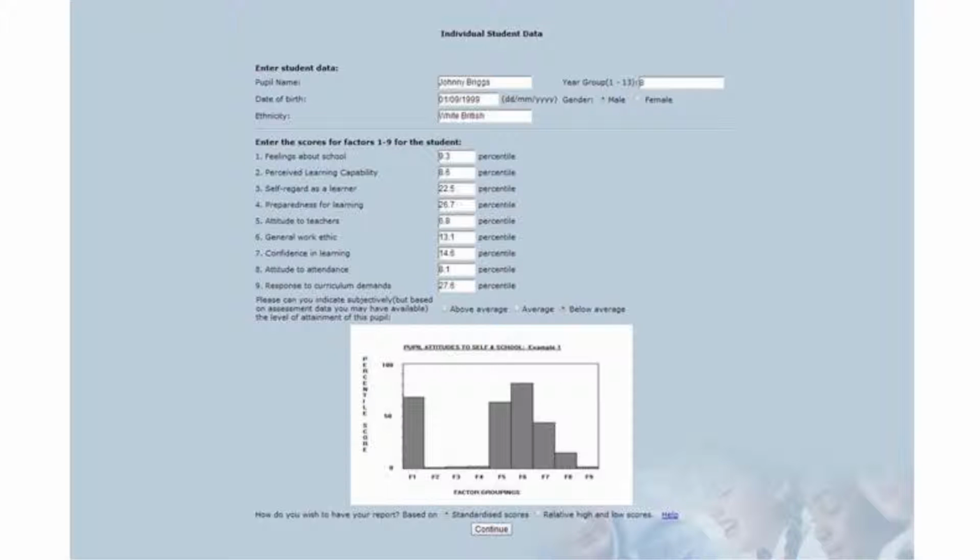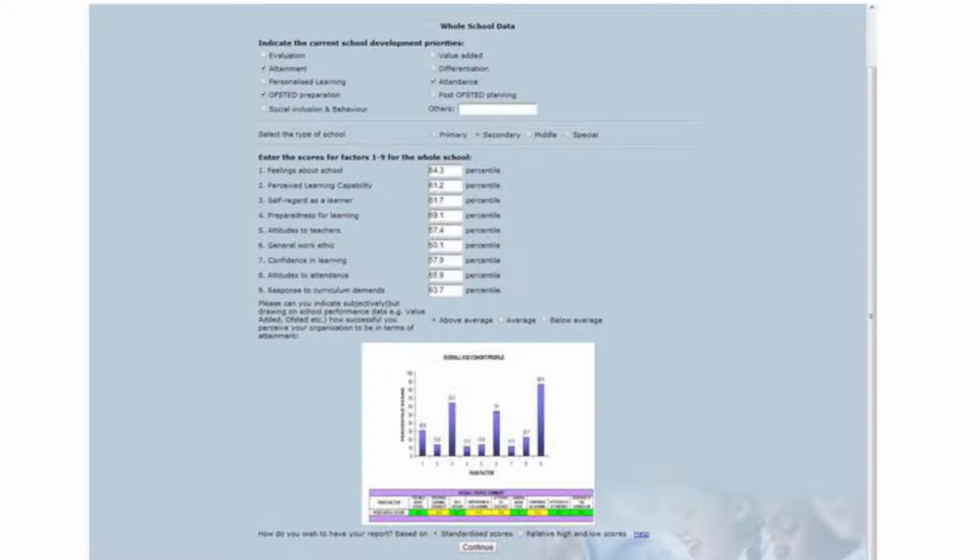You start by entering some personal details as well as the percentile scores into the system, either for an individual or for a group. You can choose whether your report suggestions are driven by the percentile scores, that is, comparing a student to the national population, or relative strengths and weaknesses, identifying the high and low points within any individual profile. The system will then produce an automatic report for you based on your choice of comparison.